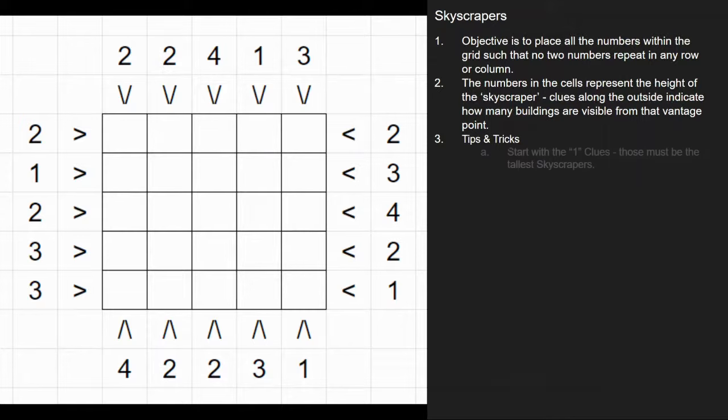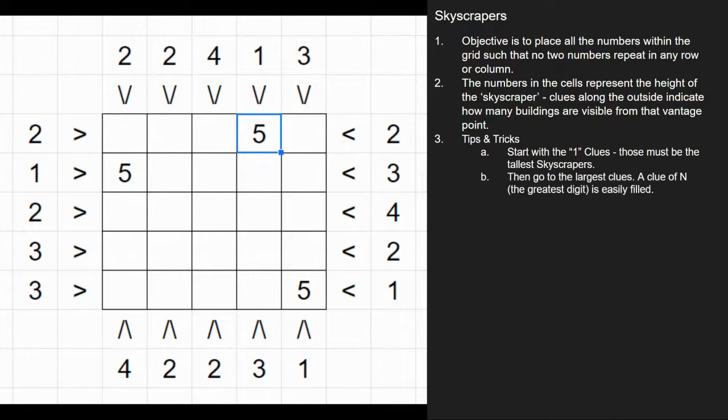So the first thing that I do is I look at the clues that are 1. And that's easy because we know a 5 is going to have to be placed in front of it so that it hides all the buildings behind it, so that this person can only see one building. So that's easy peasy.